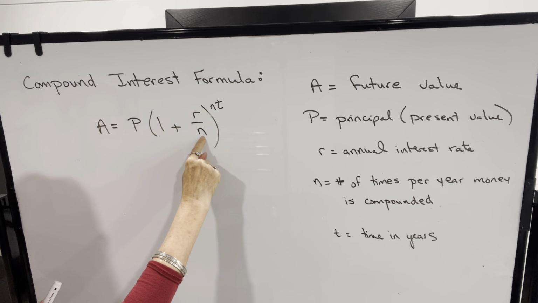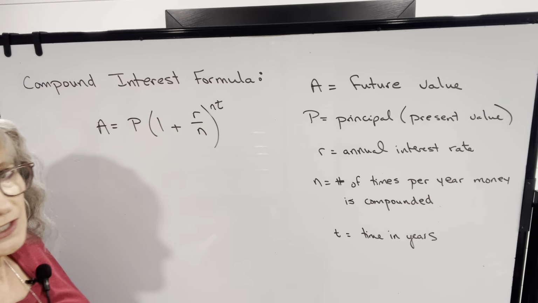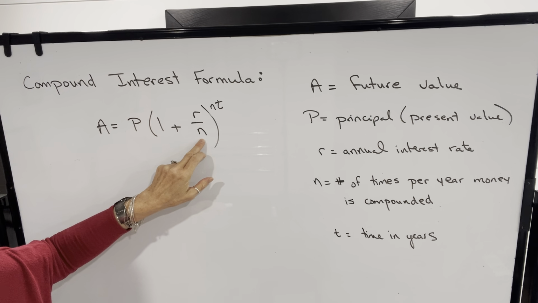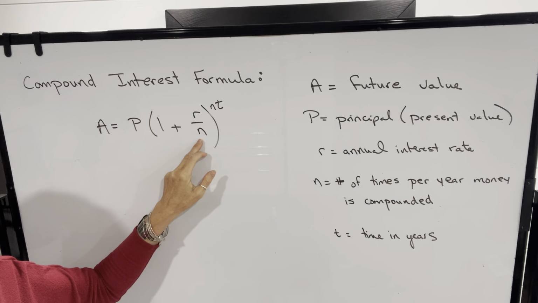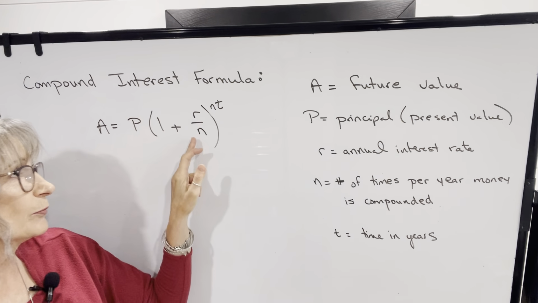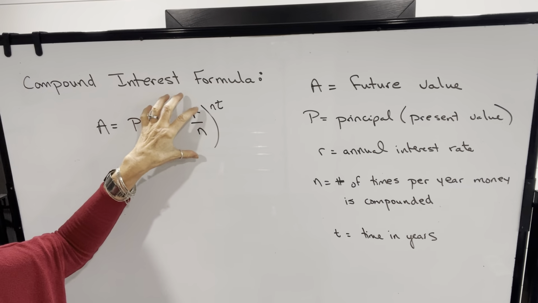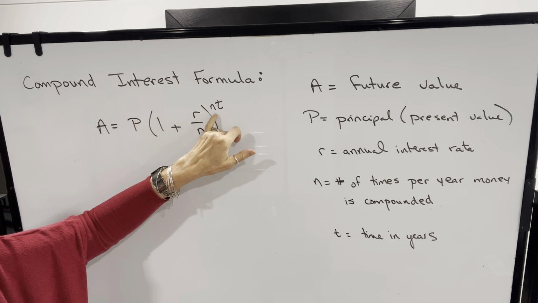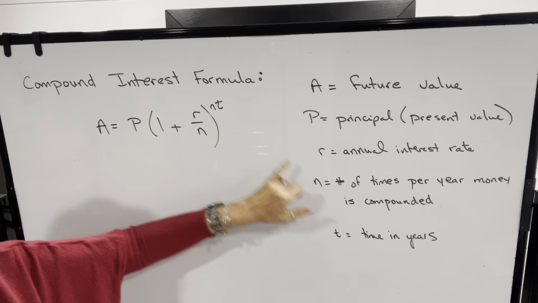R represents the annual interest rate, and n represents the number of times per year that the money is compounded. So in our last example, it was compounded annually, so n would be a 1. Then we take this expression and raise it to the power of n times t, where t is the time in years.